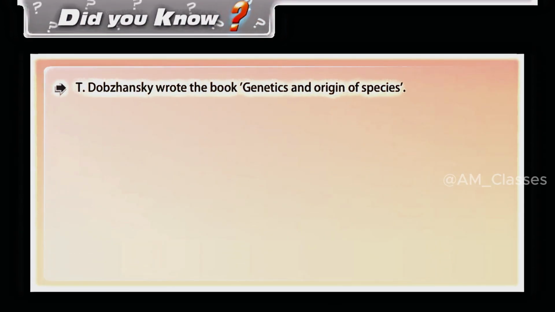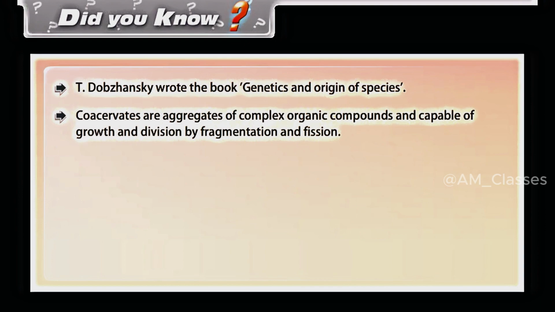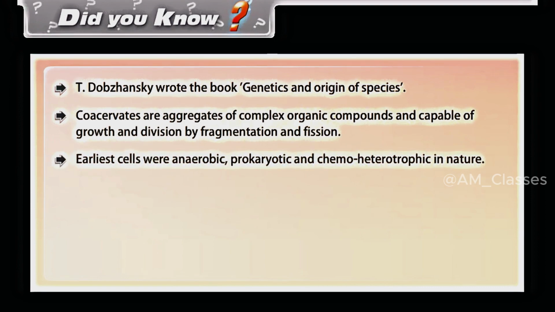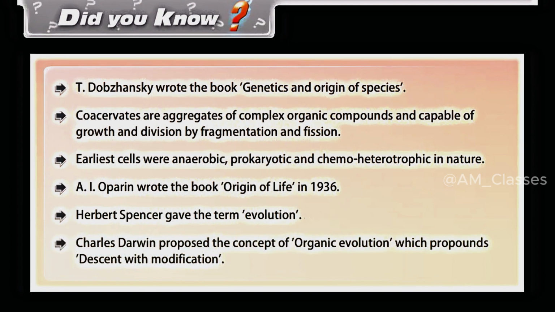Did you know T. Dobzhansky wrote the book Genetics and Origin of Species? Coacervates are aggregates of complex organic compounds and capable of growth and division by fragmentation and fission. The earliest cells were anaerobic, prokaryotic, and chemoheterotrophic in nature. A. I. Oparin wrote the book Origin of Life in 1936. Herbert Spencer gave the term evolution. Charles Darwin proposed the concept of organic evolution, which propounds descent with modification.